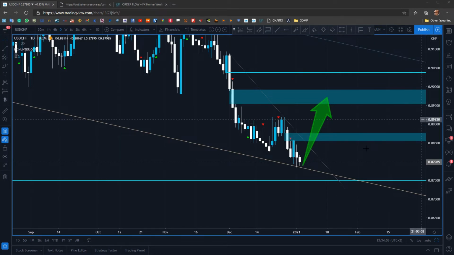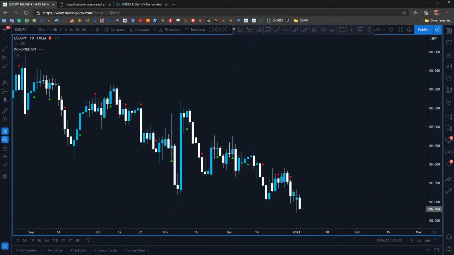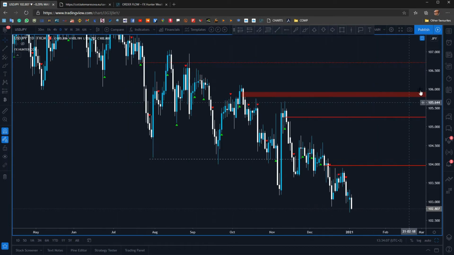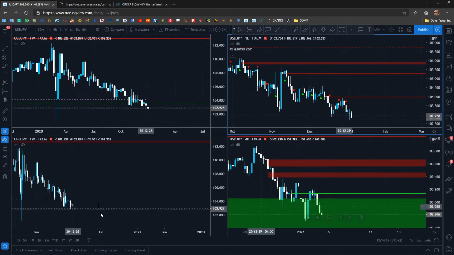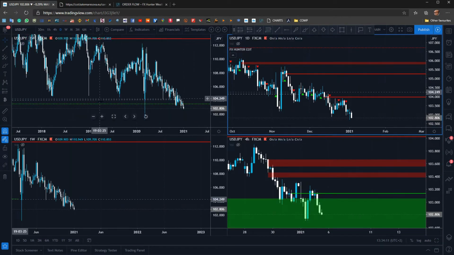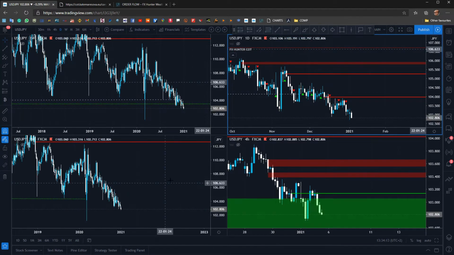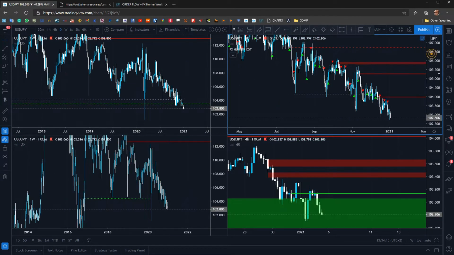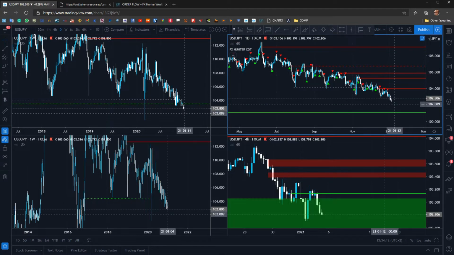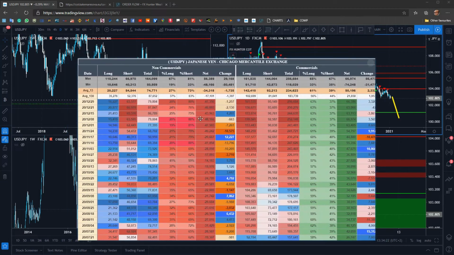So yeah, next one will be the USD JPY, and this one is dropping a lot. I don't know where it goes, because on the structure here on the monthly, weekly and the daily, there is not so much level. I think we will see the drop down here, right? So let's check the positions.